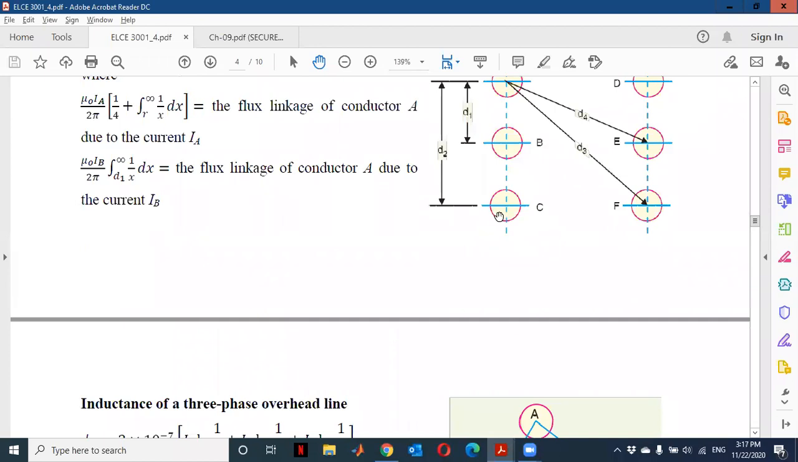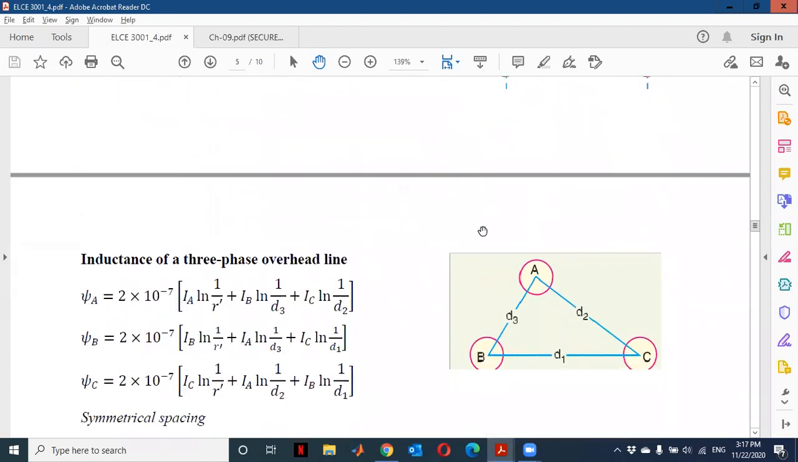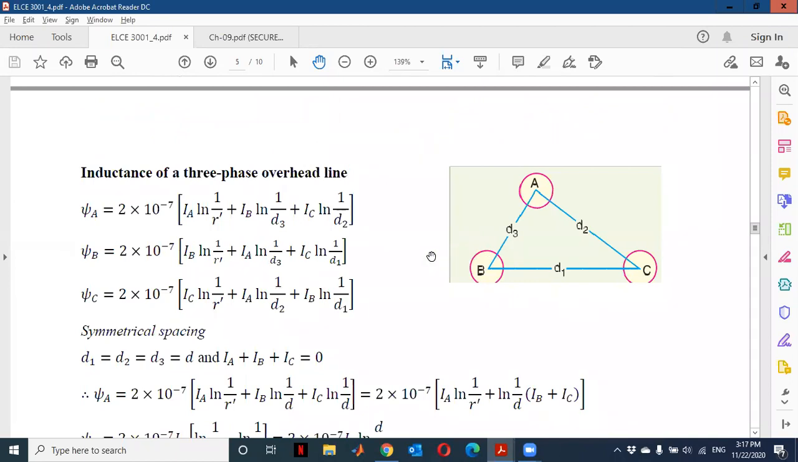In three-phase overhead lines, we have two types of calculation. Either we have symmetrical conductors. In symmetrical conductors, or symmetrical spacings, we mean that the distance between conductors is equal. In other words, D1 equals D2 and equals D3.